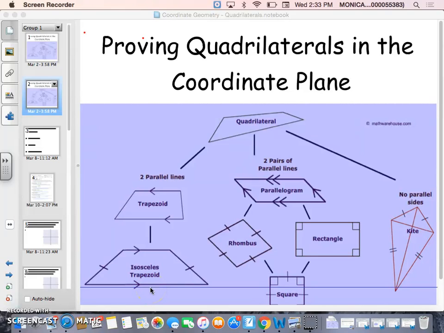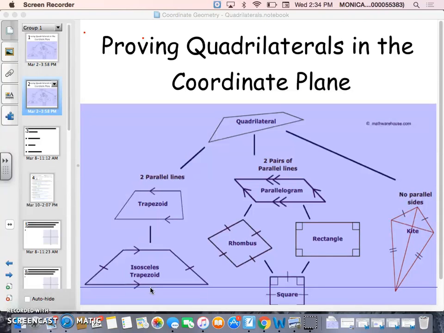All right, so just like we've talked about proving triangles, similarity and congruent triangles, we're also going to be able to prove quadrilaterals using a coordinate plane. So let's quickly recap. Let's remind ourselves that there are several different types of quadrilaterals. You've learned 6 of them.